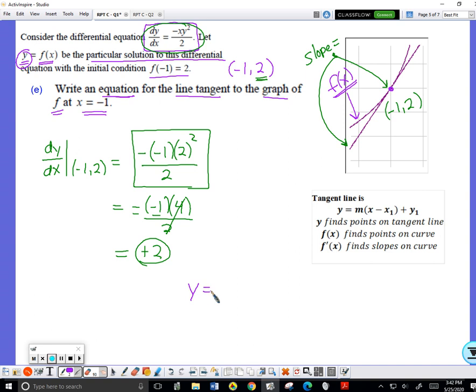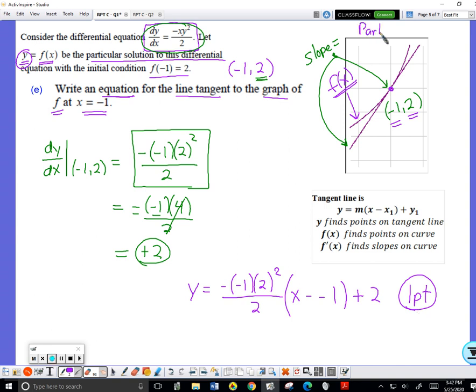So y equals slope, negative, parenthesis, x minus the x coordinate, which is negative 1, plus the y coordinate, which is positive 2. And they gave 1 point for doing that. So this is part E. And it's 1 point total.